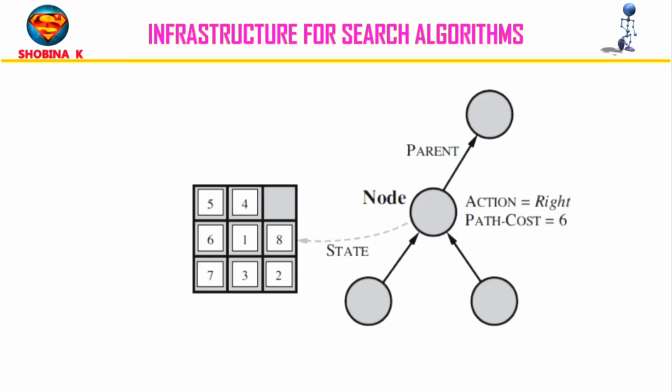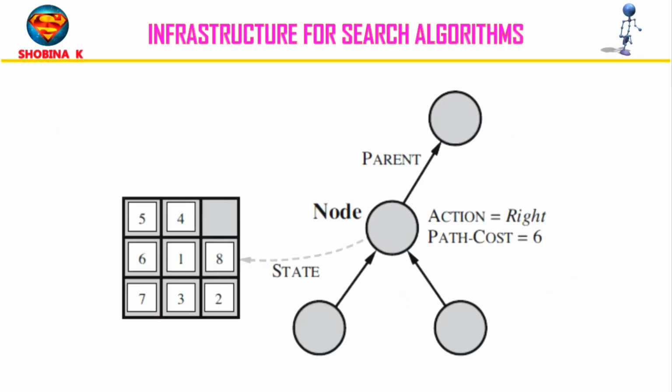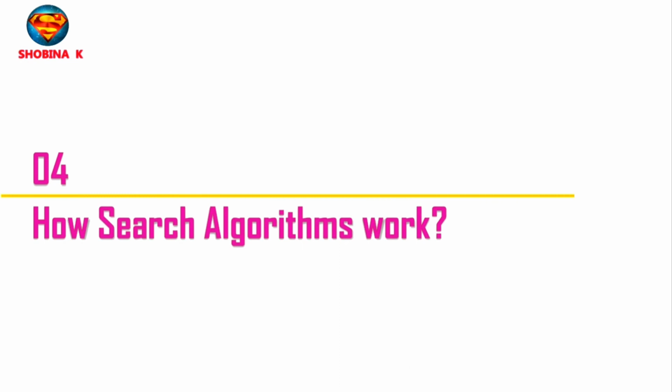In this figure, you can see the nodes are the data structure from which the search tree is constructed. Each has a parent, state, and various bookkeeping fields. And arrows point from child to parent. The node data structure is depicted in this figure. And you can notice how the parent pointers string the nodes together into a tree structure. These pointers also allow the solution path to be extracted when a goal node is found. A node is a bookkeeping data structure used to represent the search tree, whereas a state corresponds to a configuration of the world.